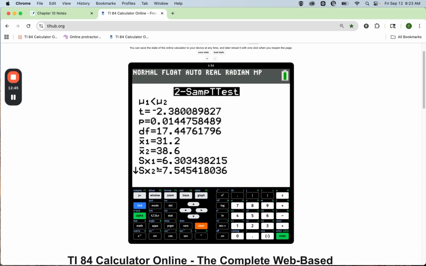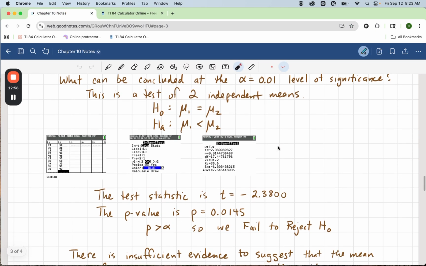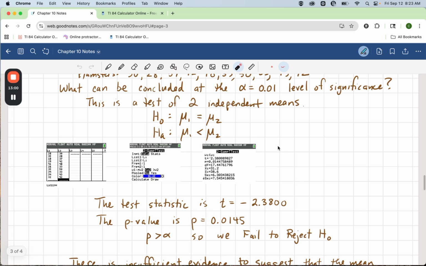And then lo and behold, you got a t-value. So the test statistic is negative 2.380. The p-value is 0.0145. So we are at a 1% level of significance. So that means that 0.0145 is bigger than alpha. So we failed to reject H0, right?